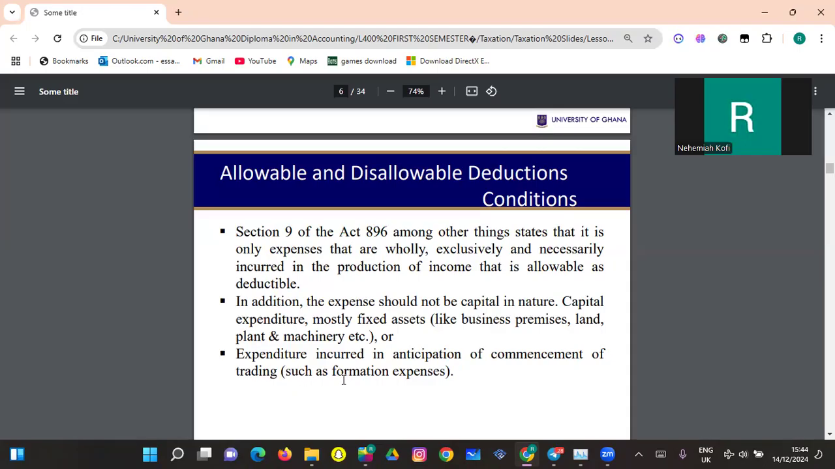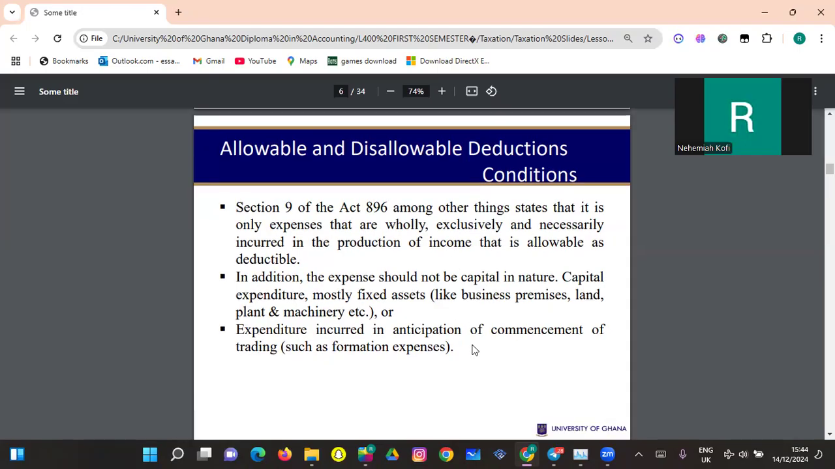And also expenditure incurred in anticipation of commencement of trading. So any pre-expenses that you make before you start any business, it's not really attributable to that particular income, so it is not allowable, right?